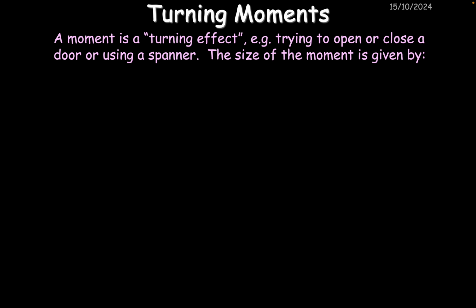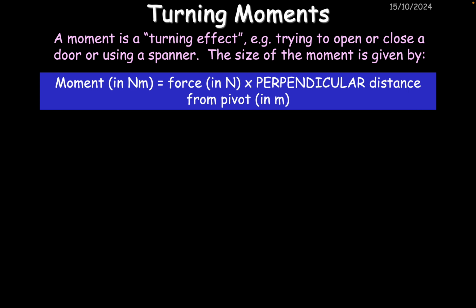So for example, if you're trying to open or close a door or use the spanner, you are using a turning effect, because for opening and closing a door, the door has hinges, which is the equivalent position of the turning point. So that would be the equivalent of the pivot, or the fulcrum, which is also another word used. The size of the moment, as you know, is equal to the force in newtons multiplied by the perpendicular distance from the pivot. Okay, perpendicular distance to the line of action of the force. That means the arrow that's been drawn.